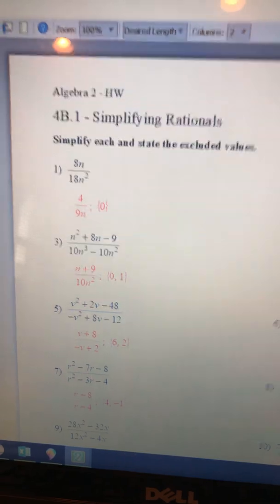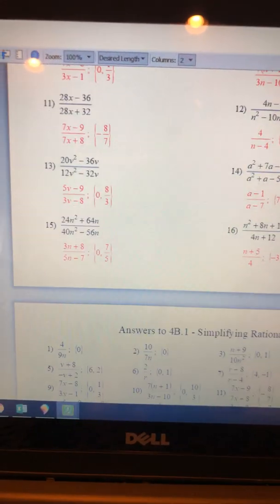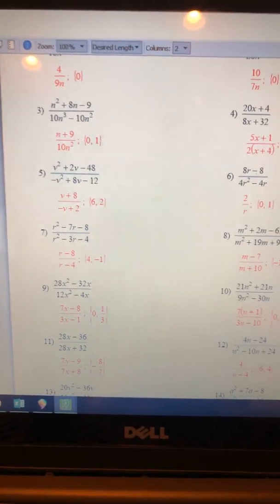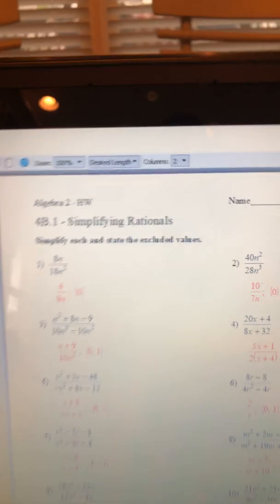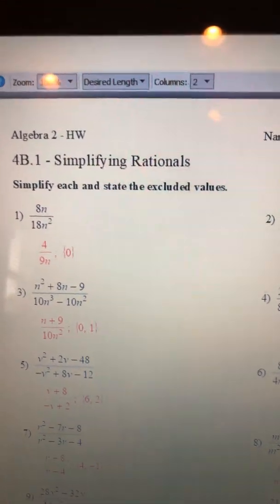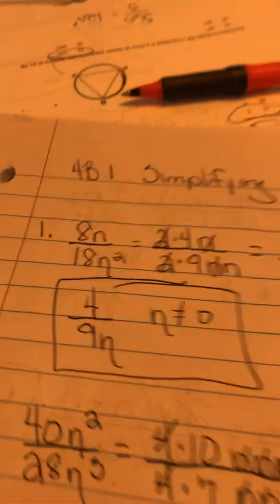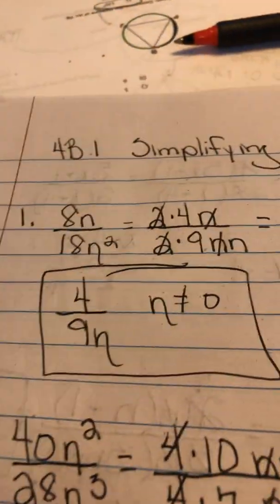Okay, so first of all, what I've done is I've just picked some problems from the homework and I've worked them out on a piece of paper for you, and we're just going to go over those. So it says here to simplify and state the excluded values. So the first thing we're going to do is take that 18n over 18n squared.